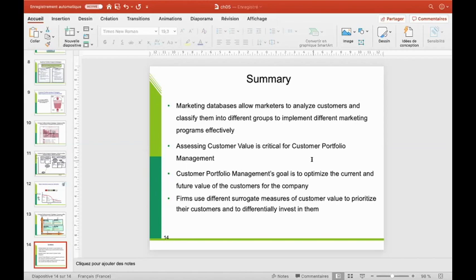And they use different measures of customer value, mainly CLV, to prioritize their customers and to differentially invest in them, in order to invest into customers with high actual value and high potential value, and not invest into customers having low actual value and low future value.